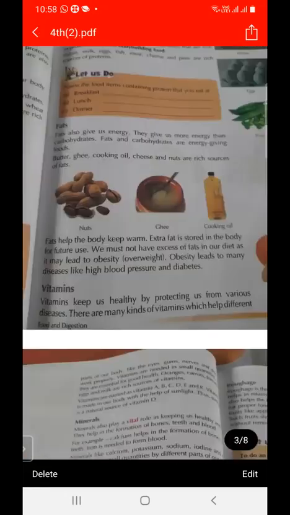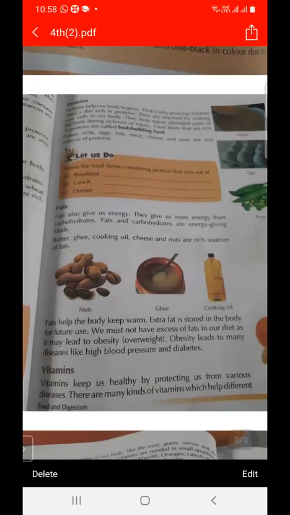And next is protein. Protein is called body building food, and it helps us to keep our body healthy, and it repairs the damaged cells of our body. And what are the items from which we can obtain protein? Pulses, milk, egg, fish.